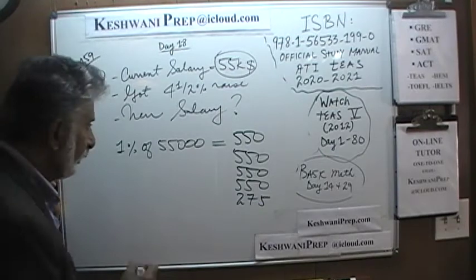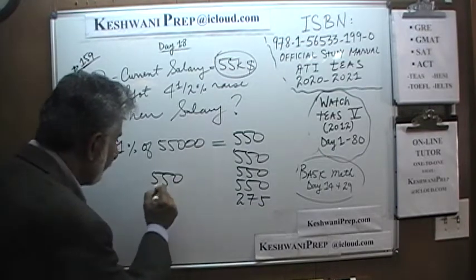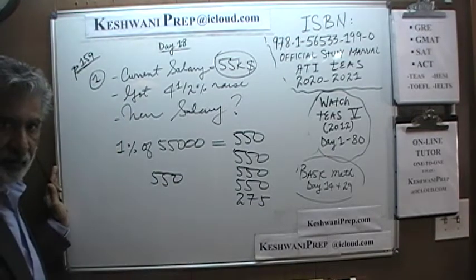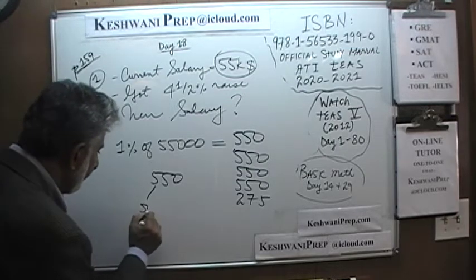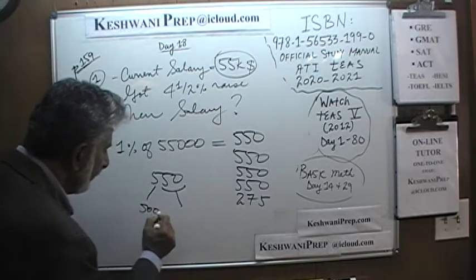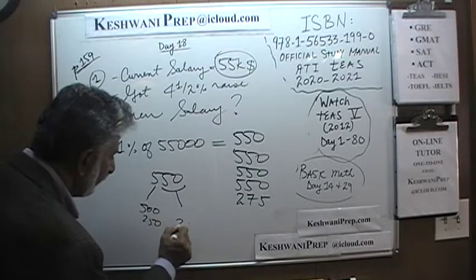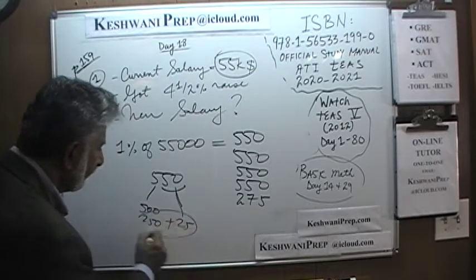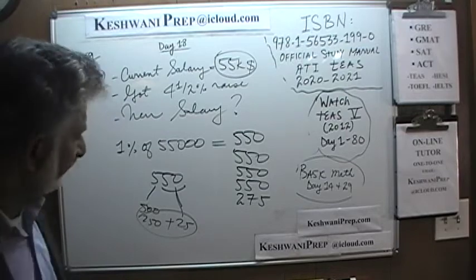So what we're essentially doing is, if you have to figure out half of 550, don't try to do it all together, break it up. Half of 500 and then half of 50. Half of 500 is 250 and half of 50 is 25. All we have to do is add them up, that's it.